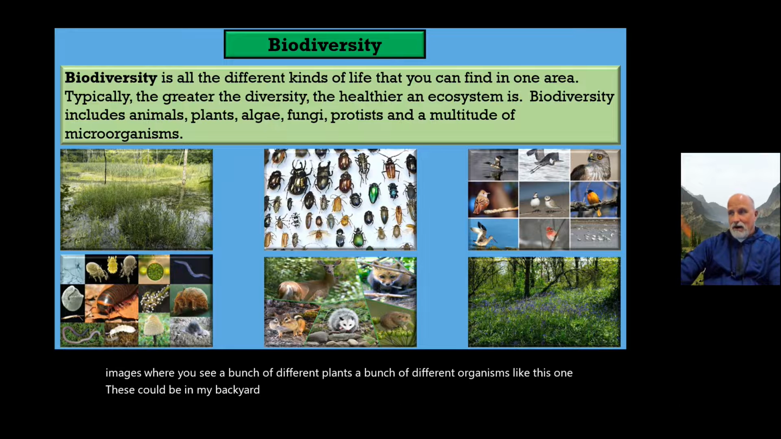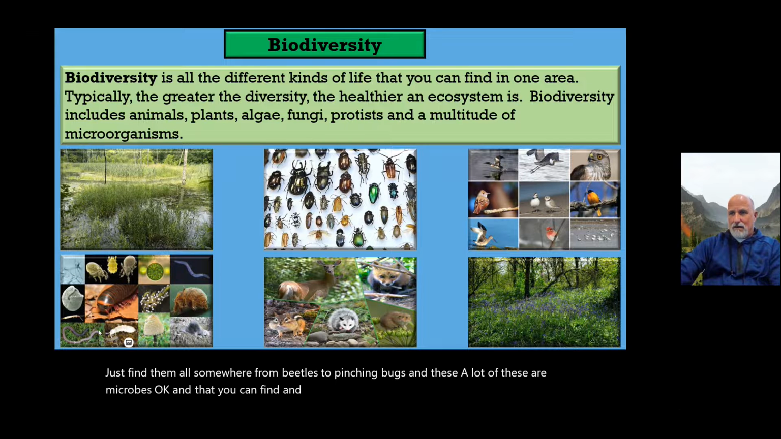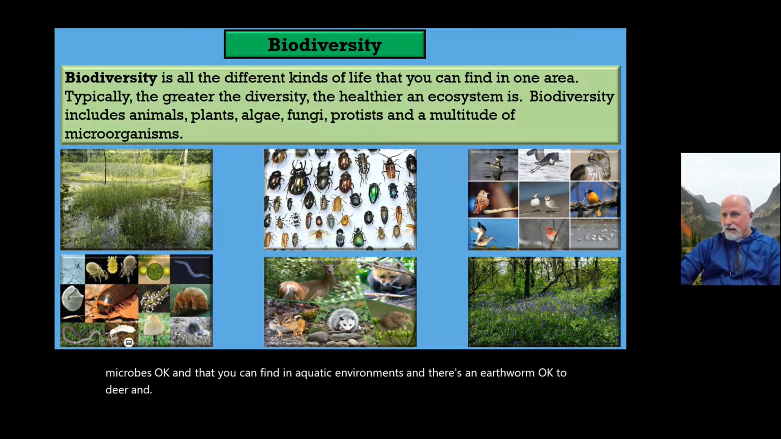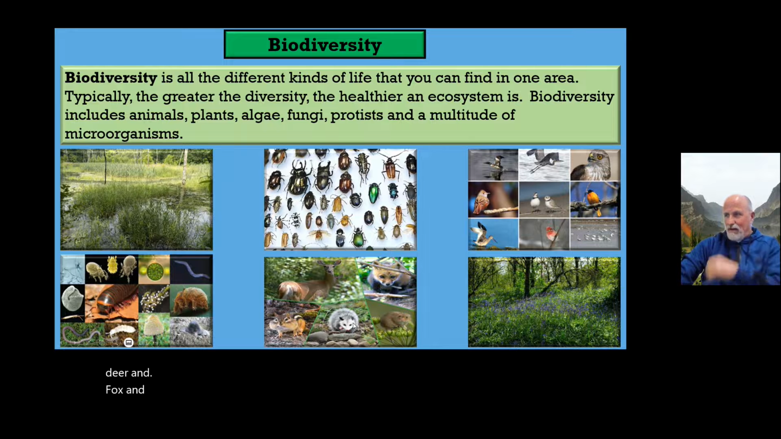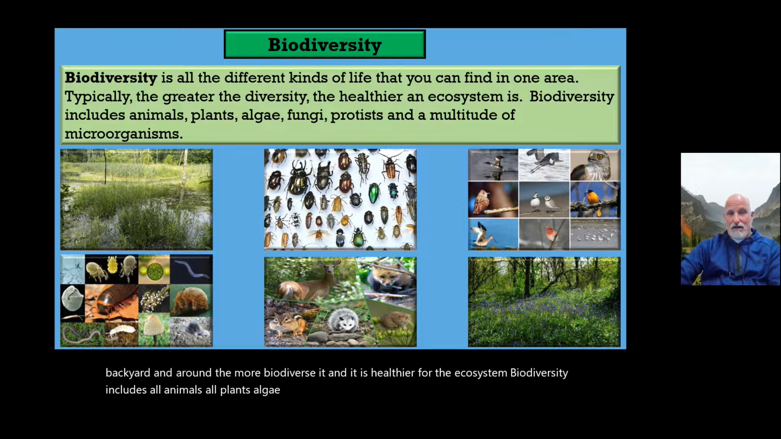Like this one, these could be in my backyard. If you could just find them all somewhere, from beetles to pinching bugs, and a lot of these are microbes that you can find in aquatic environments. So there's an earthworm, to deer and fox and chipmunk there, an old possum right there. The more of these you have in your backyard and around, the more biodiverse it is, and it is healthier for the ecosystem. Biodiversity includes all animals, all plants, algae, fungi, protists, and all kinds of microorganisms. And that's the thing to teach students: biodiversity.